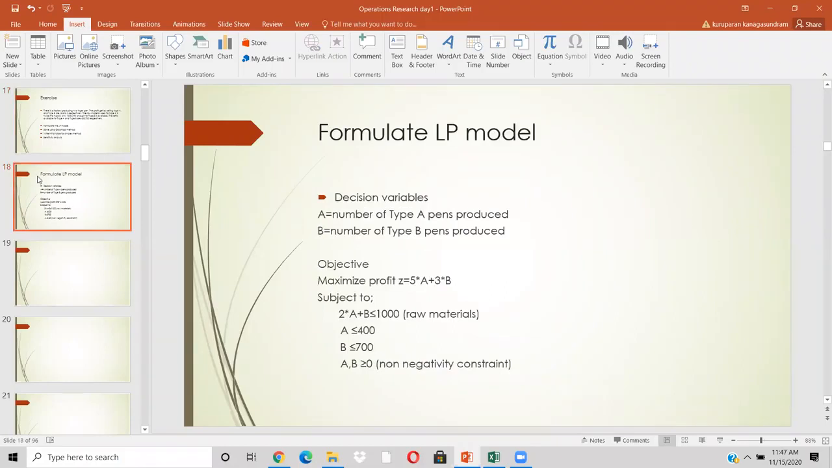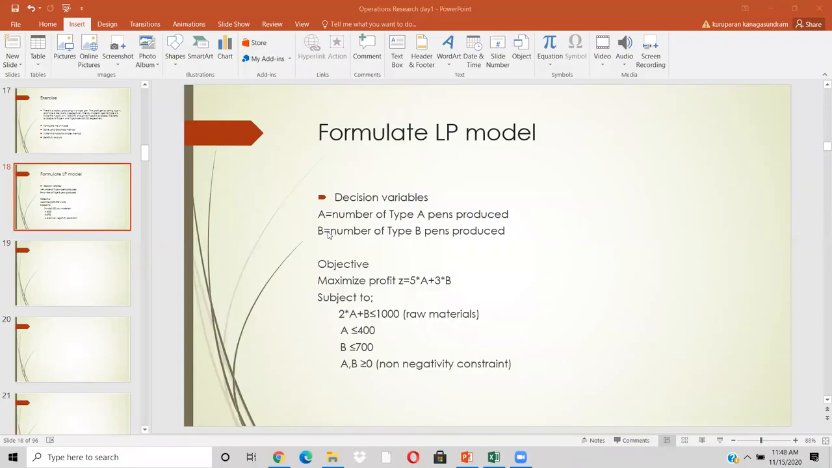Whether this can be solved using graphical method or not. First of all, identify whether this can be done by graphical method or not. Wait a minute. Why I am saying this is a non-negativity constraint: A and B is what? The number of type A pens and number of type B pens.